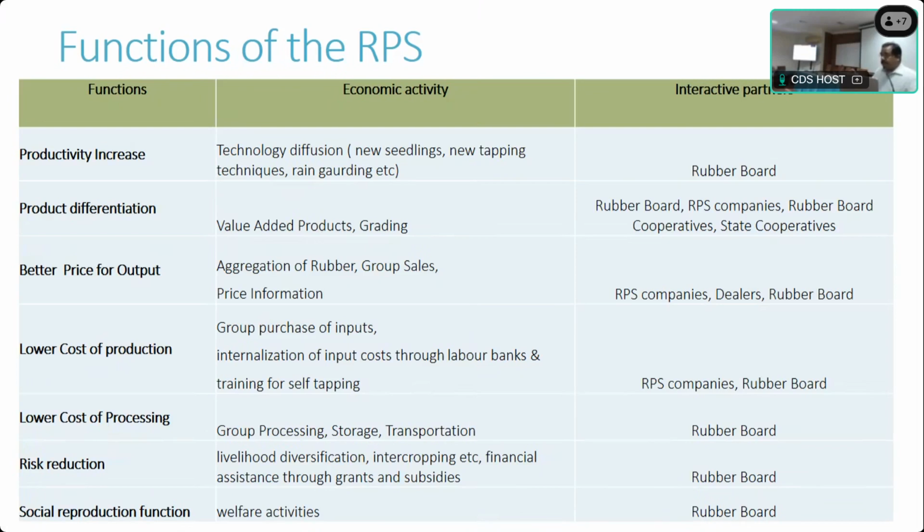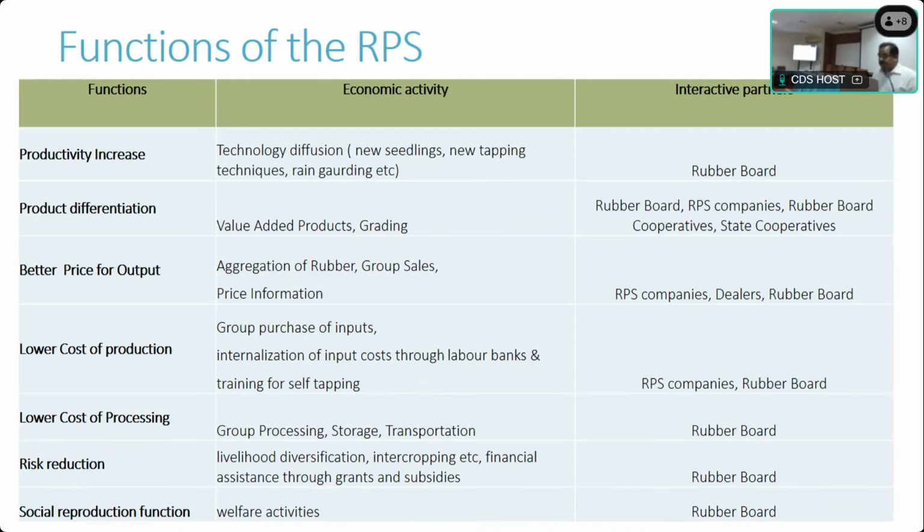What are RPS companies? RPS companies are a higher-level set of companies that have been set up with the shareholdings of both the Rubber Board and the rubber producer societies. The Rubber Board and the RPSs put share capital into them, and they establish what are called the RPS companies. These are actually Section 8 companies. They are registered under the Companies Act, but they are not profit-seeking companies. They cannot be profit-seeking, but they are under the Companies Act. Right? So, RPS companies. Then you have Rubber Board corporates and state cooperatives.